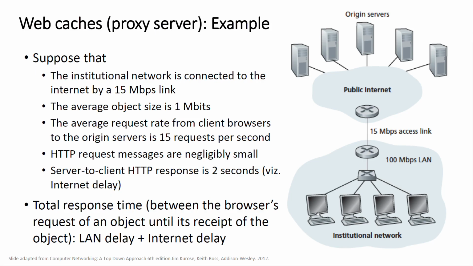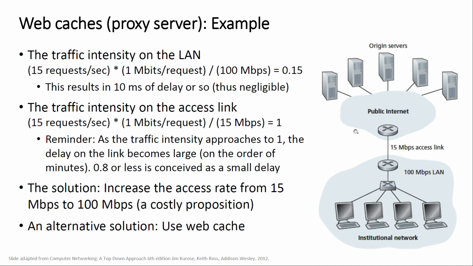Initially you have a local area network delay, the time from here to here, and after that from here to here, but also the internet delay, which is your institution requesting the data from the origin server and receiving it. The sum of these two delays is actually your total response time. But the problem is that your local area network is fast, while your access link has a slower connection to the internet. So let's measure what happens.